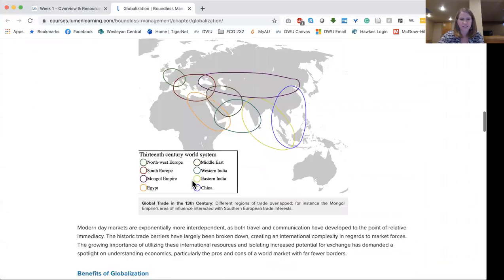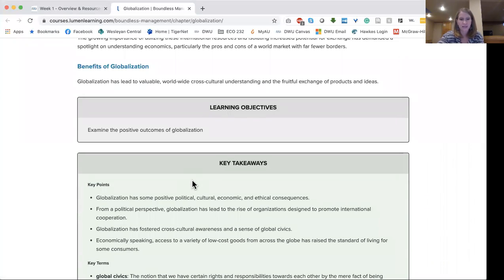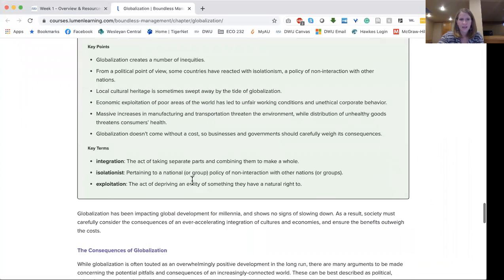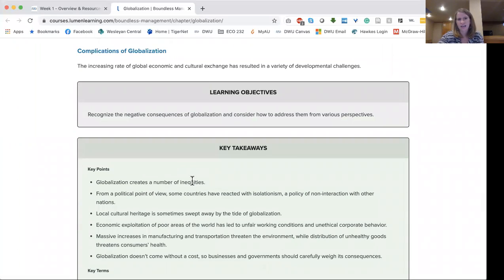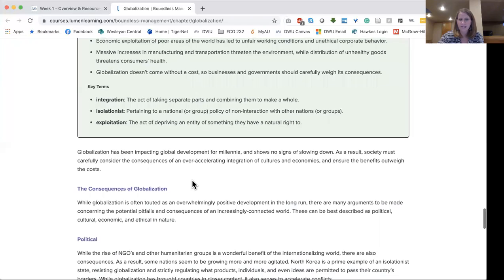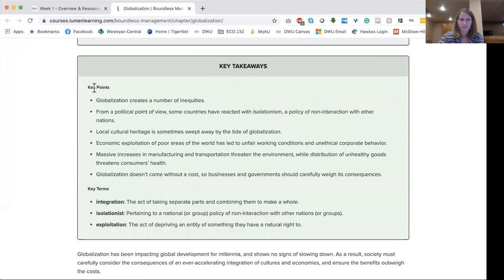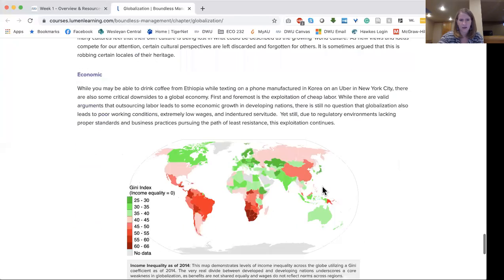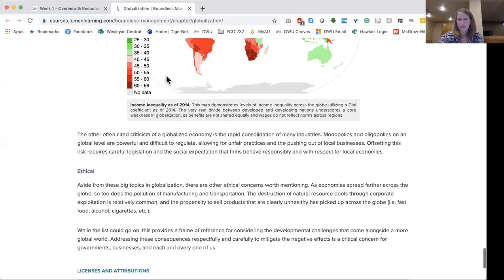The first section defines it. The second section looks at the benefits of it. And then the last section looks at complications of it. It's got some key takeaways. Make sure you look at those key points in all of them. All right. And the maps are also pretty cool.